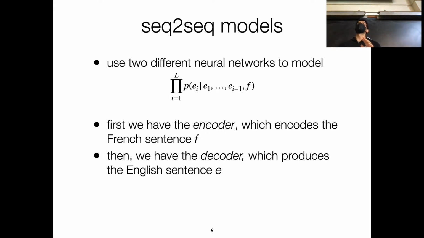So the traditional sequence-to-sequence setup, you're using two different neural networks to model the French side and the English side. Why might you want to do this? Why not just use the same network and share the parameters?